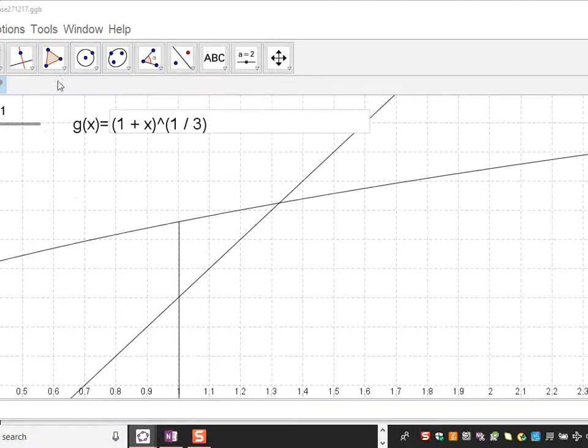And this is an action version of the previous diagram. So we went up to the curve, along to y = x, up to the curve again, along to y = x, and then we're converging on the intersection of y = x and y = g(x).